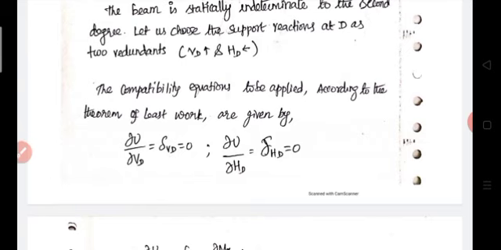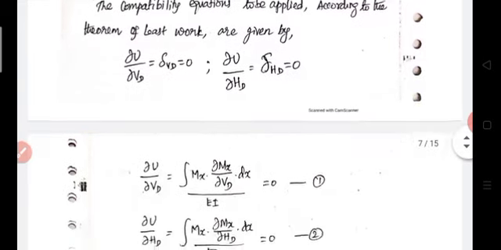Now apply the theorem of least work. We already know what is meant by the theorem of least work. For every indeterminate structure which is loaded up to the limit of proportionality, the strain energy is minimum. That is, the partial differentiation of strain energy with respect to any redundant is equal to 0. In our case, ∂U/∂VD is equal to 0, ∂U/∂HD is equal to 0. There are two redundants, so two equations are needed.